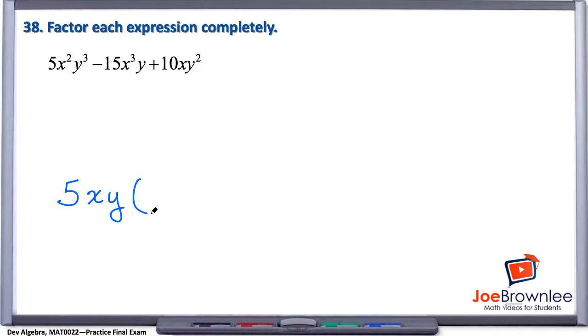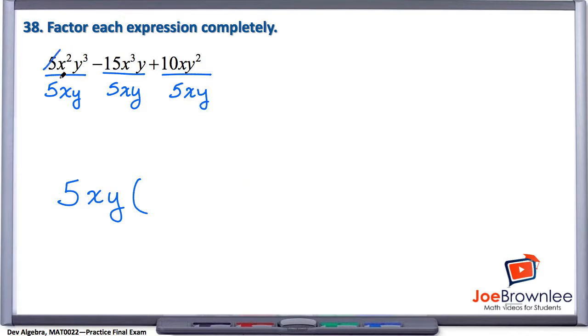Well, what's left over after we take out our GCF? What's going to be inside this set of parentheses? Well, to find out what's left, all we have to do is divide each term now by what we are claiming to be the GCF. So I like to write my GCF under each term of the original expression here to see what's left over.